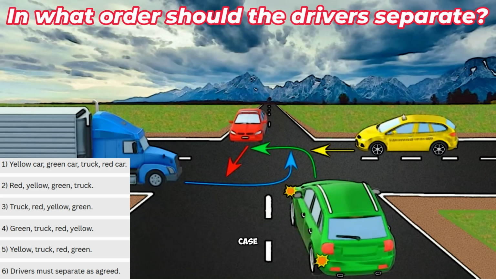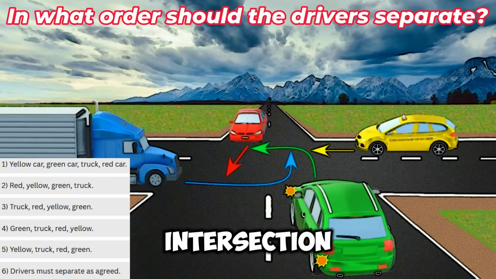But what to do in this case, when drivers of all vehicles have interference on the right and will not be able to separate according to this rule? In such situations, one of the drivers should take the initiative and let everyone at the intersection pass.